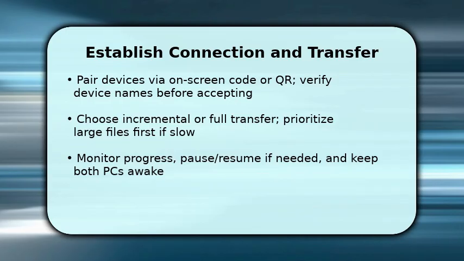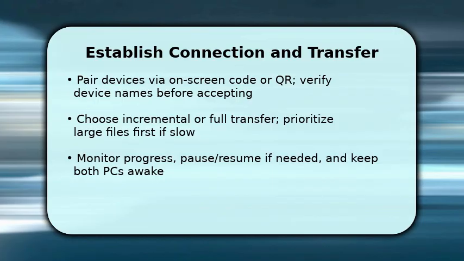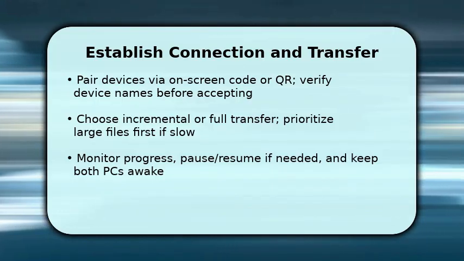Incremental reduces time by skipping unchanged files. Start with large files or user profiles to ensure essentials arrive first. Monitor the progress indicator and transfer log for errors. You can pause and resume if network issues arise. Make sure both PCs remain awake and plugged in.